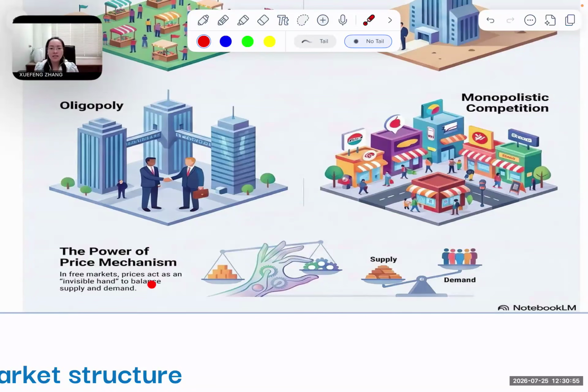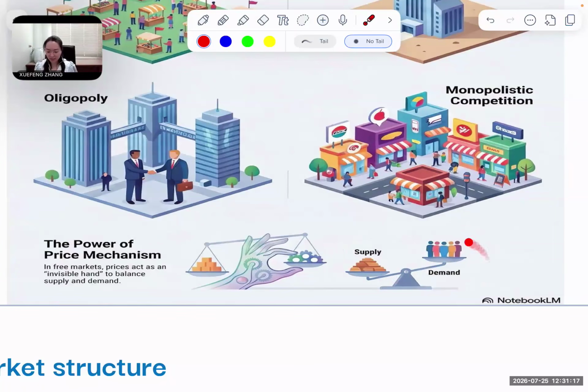Nobody assigns prices from above. In a free market, prices adjust on their own. Supply and demand pulling against each other, and that pulling is what balances the whole system, whether it's a vegetable store or a global oil market. All right, supply and demand.